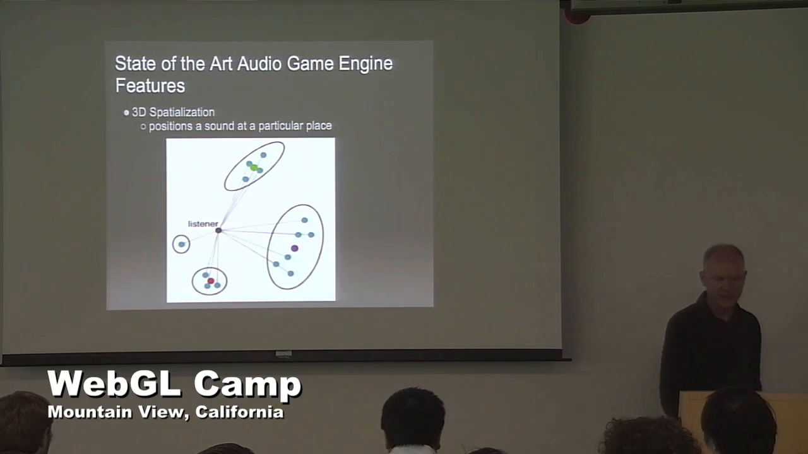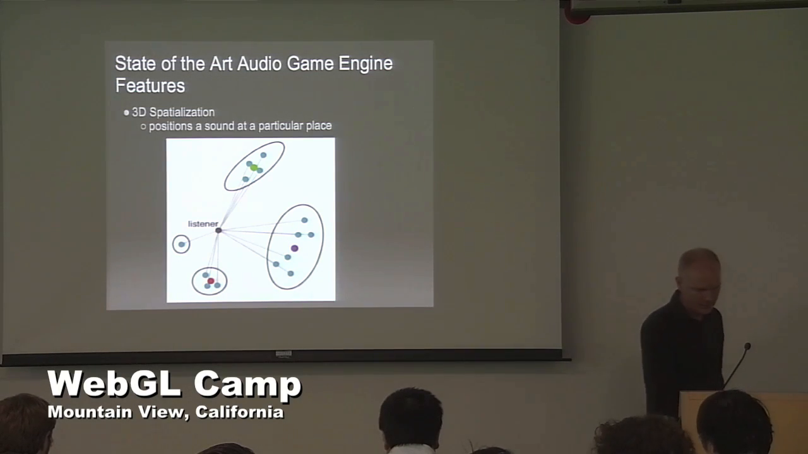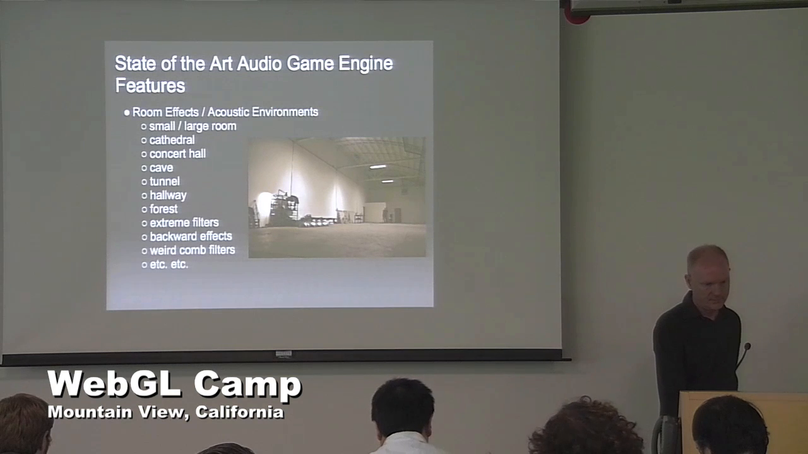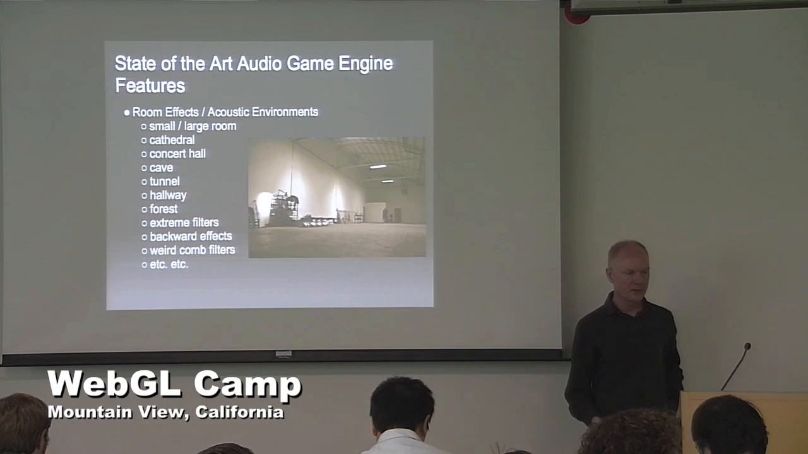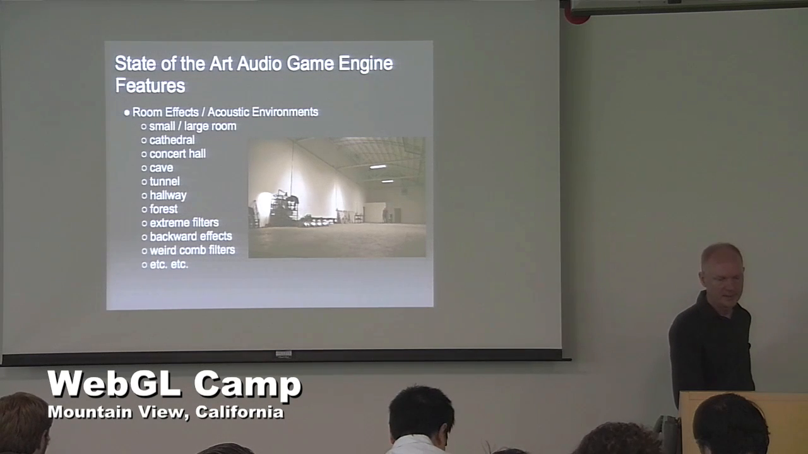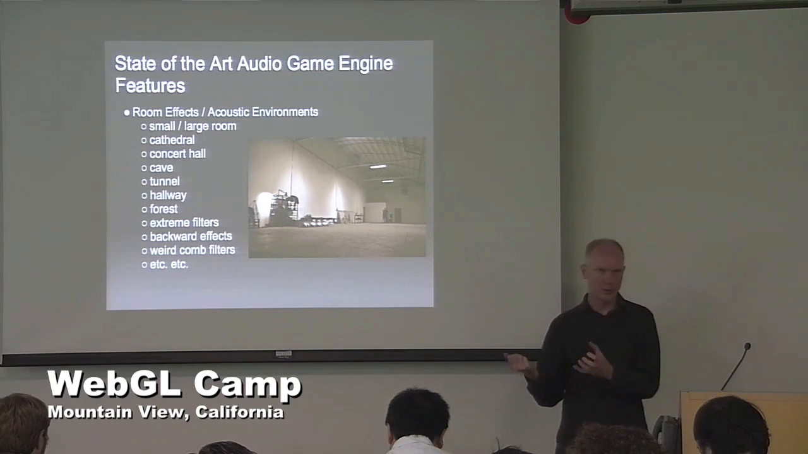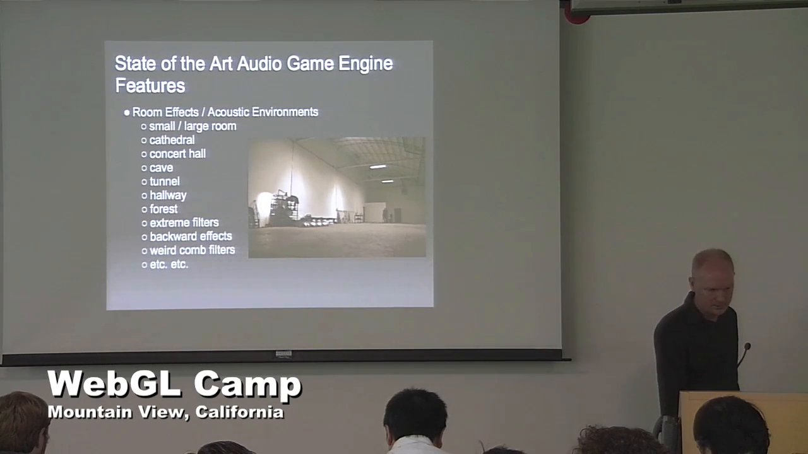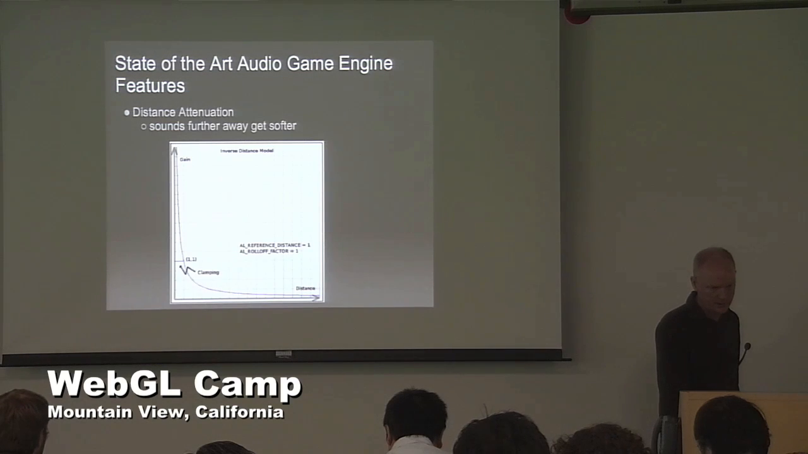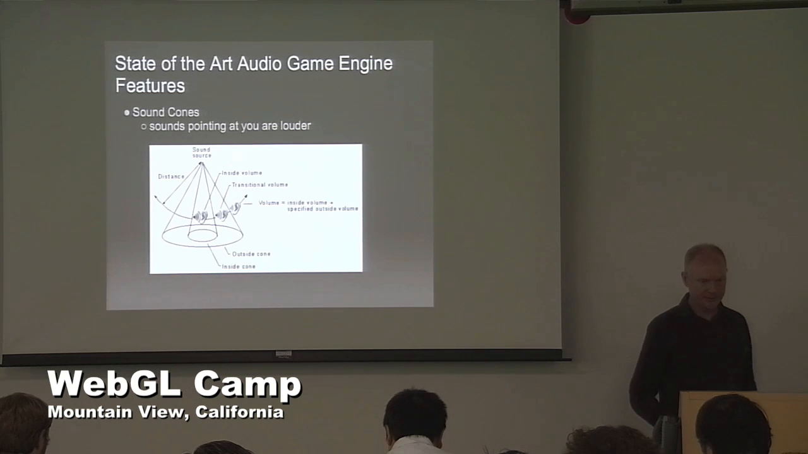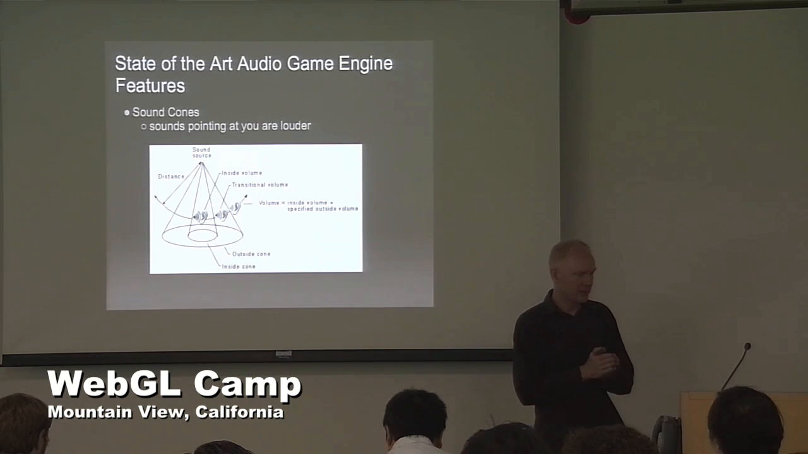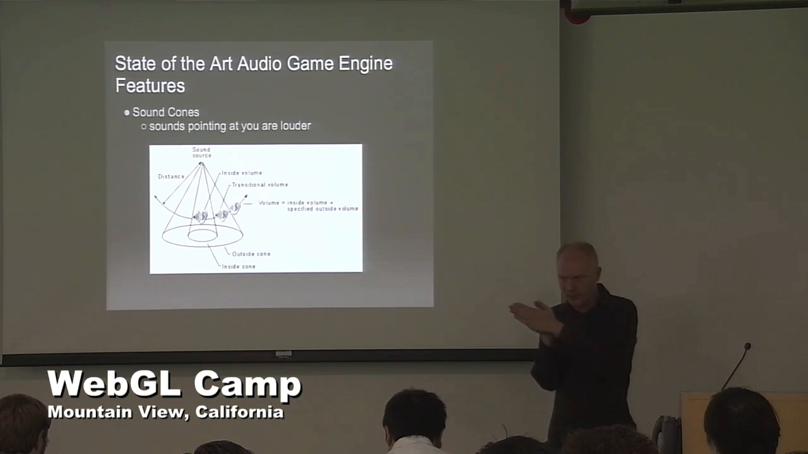3D spatialization, as you move around, sounds should move around, of course. This is basically simulating the rooms. And you can also simulate other kinds of acoustic spaces other than rooms, like caves, forests, outside spaces, hallways, being inside of a closet, being underwater, the sound of a telephone. Doppler shift. Sounds get further away, they get softer. Sound cones. So with sound cones, if you have a sound that's pointing right at you, it's going to be louder than if the sound points away.